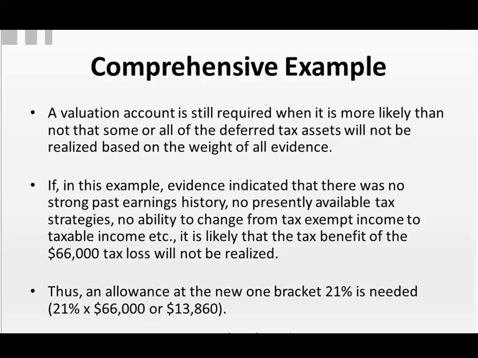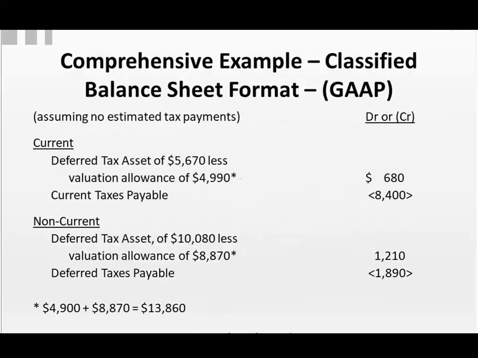Sorry. Excuse me. That was this 10,080. Then I said those two gross amounts have to be reduced by the current portion and the non-current portion of the valuation allowance, which was $13,860. Okay? So, how did I do that?